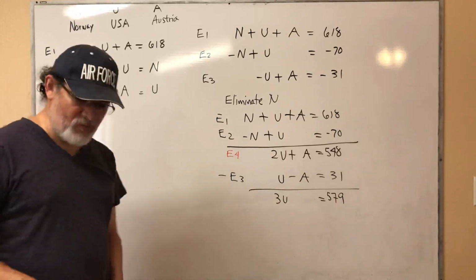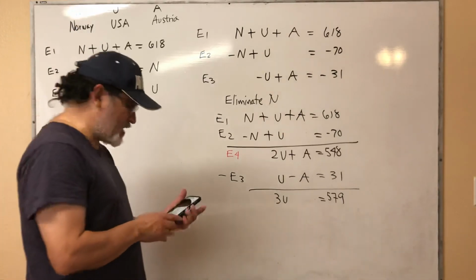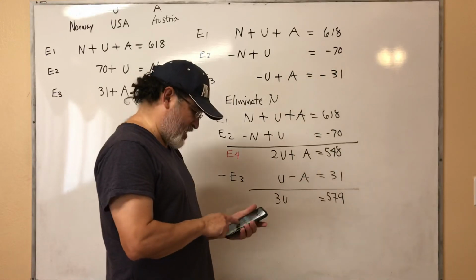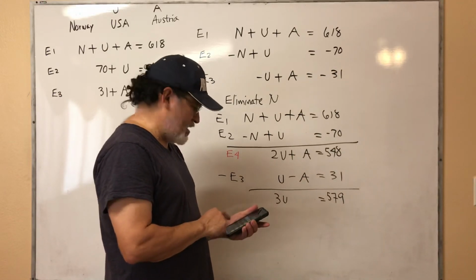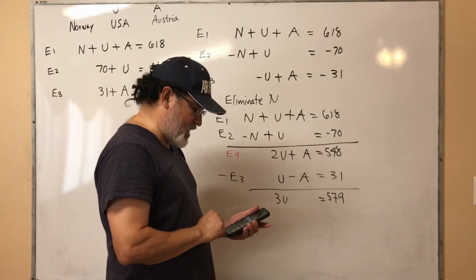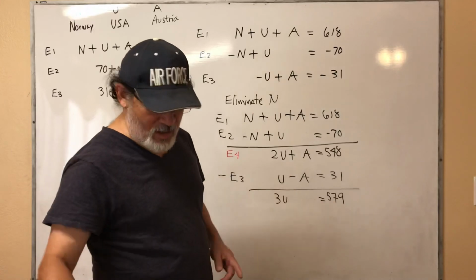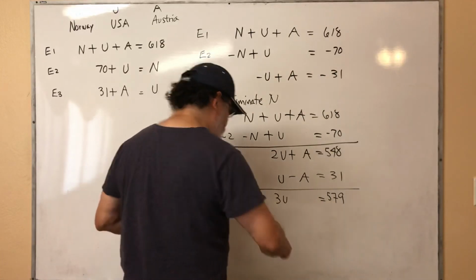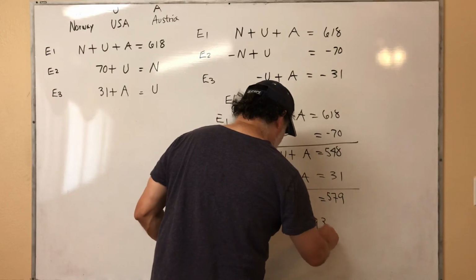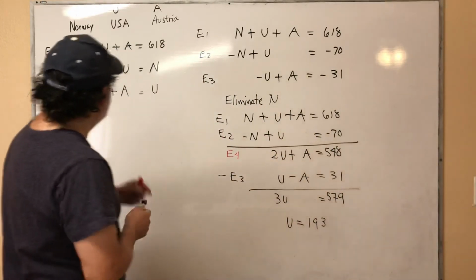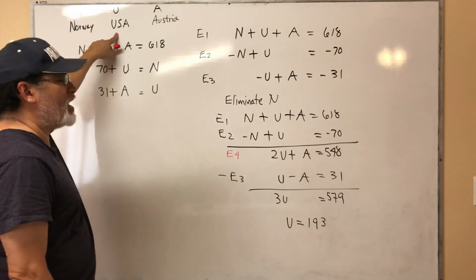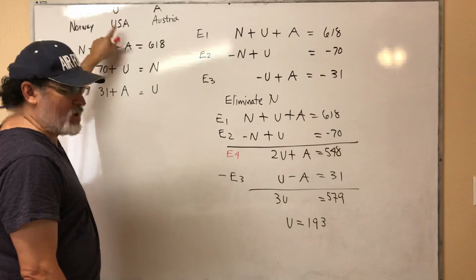And that's divisible by 3. Yes, it is. I know that for a fact. So I'm going to take 579 divided by 3, and we get 193. So U equals 193. Therefore, the United States has won 193 medals.